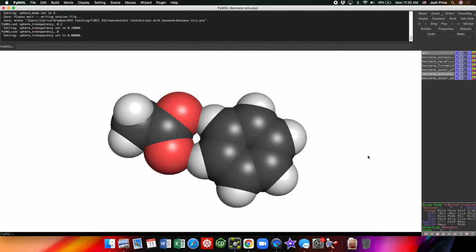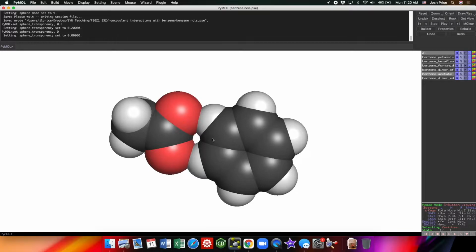Okay, so this is an ion quadrupole interaction, but most people don't call it that. They would just call it anion pi. And we've done some research in my lab that shows that these types of interactions can be significant, again, worth about 1 kcal per mole.